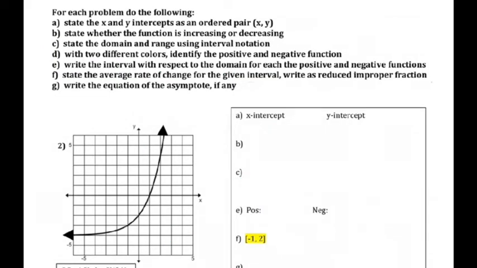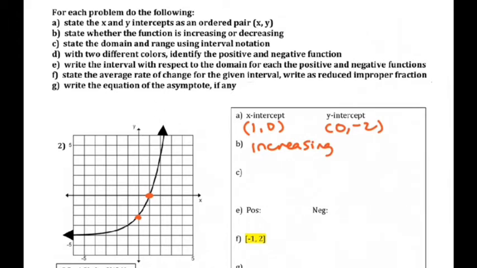Okay, same thing. I want you to pause the video and do as many parts of this as you can without help. And then when you're ready to see the answers, or when you come to a point where you can't do any more yourself, then come on and check and see how to do the rest of it. Okay, the x and y intercepts. X-intercept (1, 0). The y-intercept is (0, -2). The function is increasing.